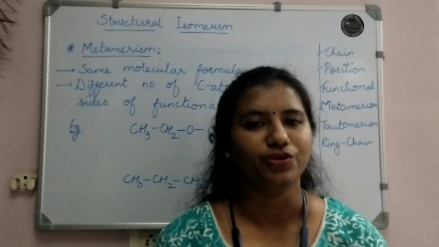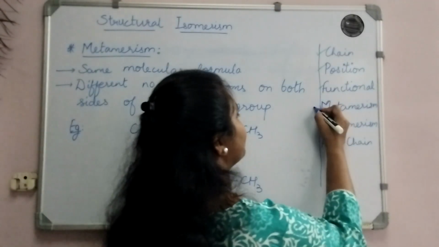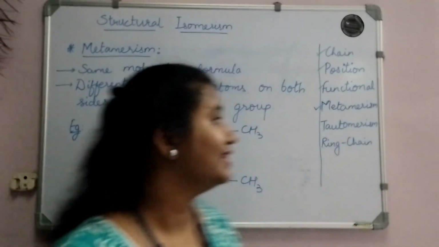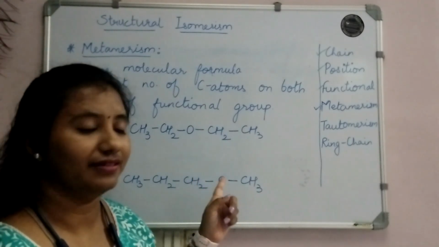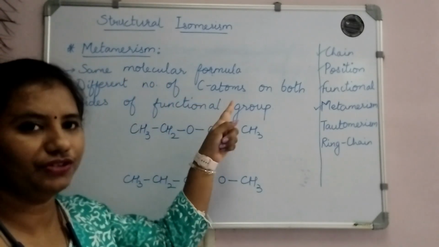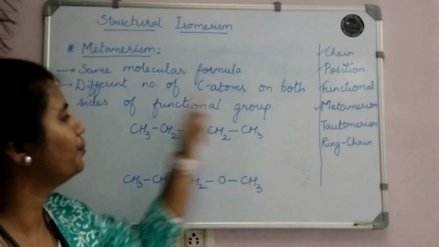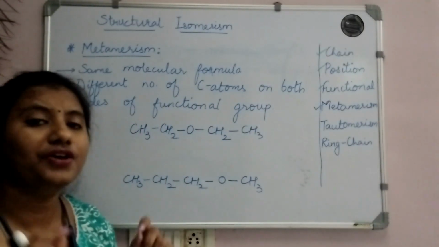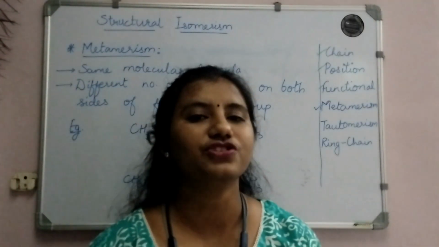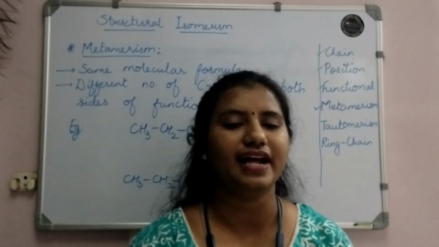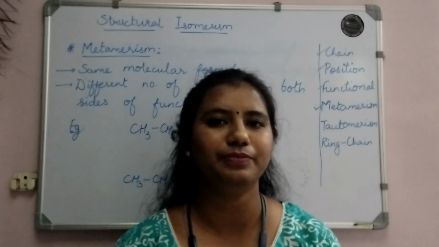So let's start with metamerism. Now, what is metamerism? Metamerism means the compounds that we are going to take here will have the same molecular formula, but there will be a different number of carbon atoms on both sides of the functional group, which means that both the compounds will have the same functional group, only the number of carbon atoms across the functional group will be different.